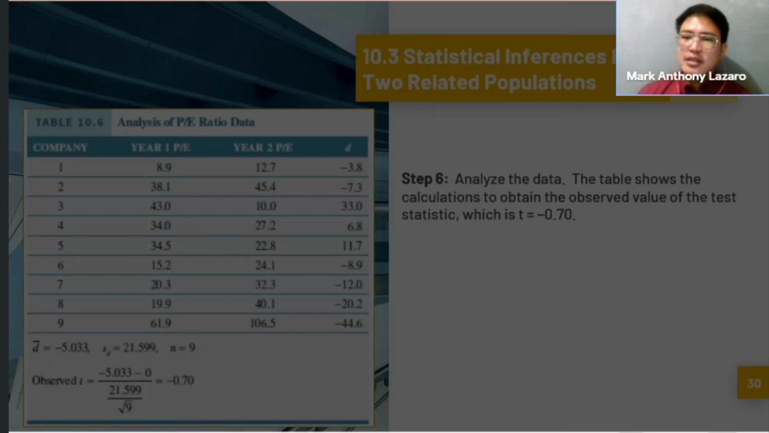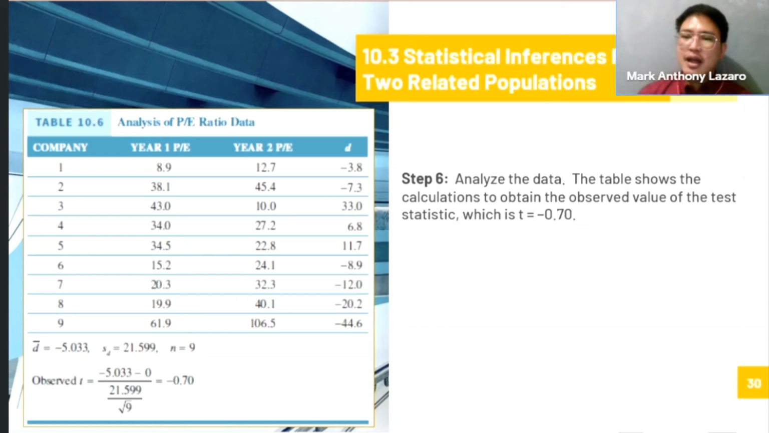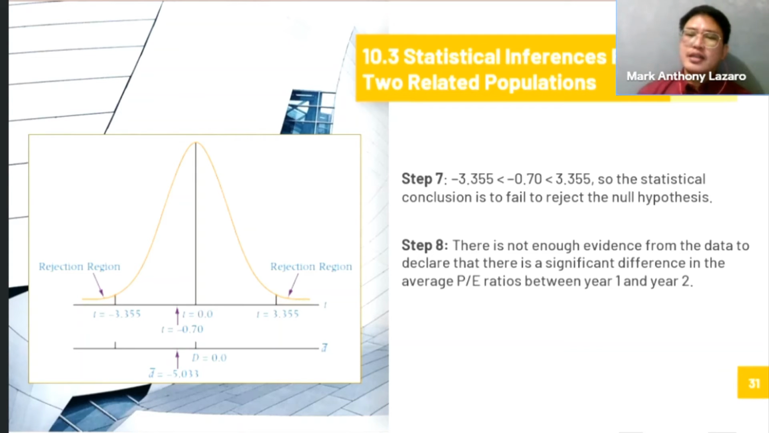Next slide. In step 6, analyze the data. The table shows the calculations to obtain the observed value of the test statistic, which is t equals negative 0.70. Next slide. In step 7, take action. Because the observed t-value is greater than the critical table t-value in the lower tail, t equals negative 0.70 versus t equals negative 3.355, it is in the non-rejection region.